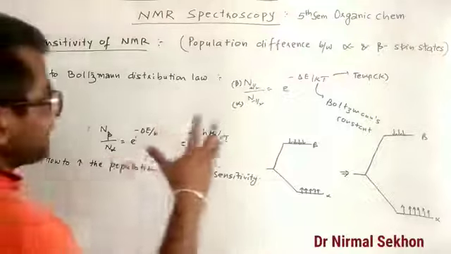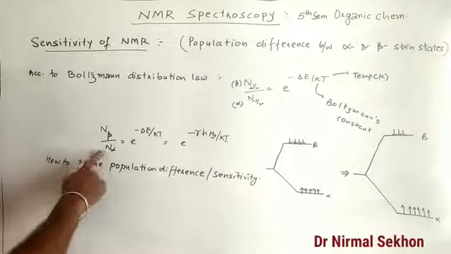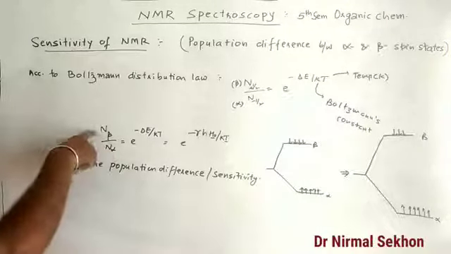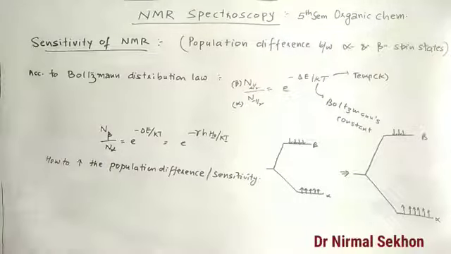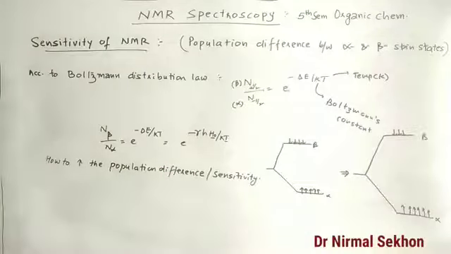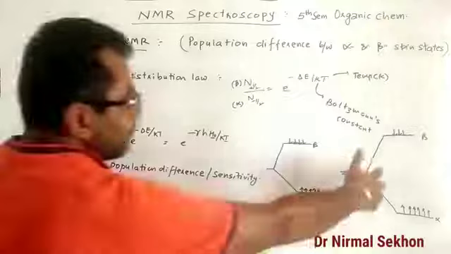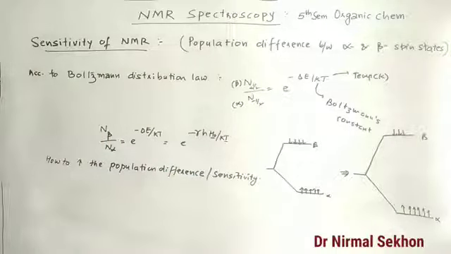One way to increase the population difference is to increase the alpha state population and decrease the beta state population. So by increasing the energy gap between alpha and beta, we can increase the population difference. Then obviously, when there is more energy gap, more energy will be absorbed, and more energy absorbed means a clearer signal will appear in the NMR spectrum.